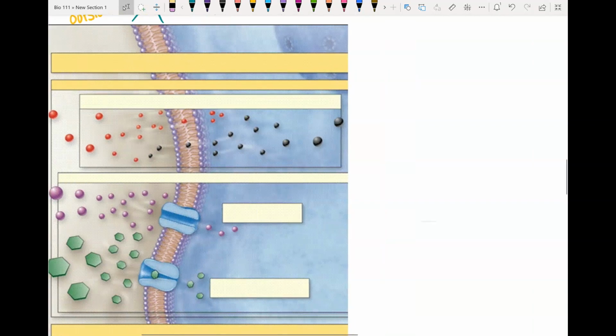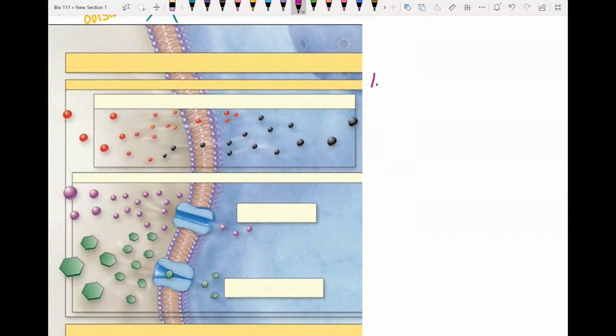The first picture here shows simple diffusion. So we have the red dots represent oxygen, the black ones represent carbon dioxide. You can see here outside the cell there's several oxygen, there's only a few inside. So the oxygen is moving in. The carbon dioxide has its high concentration inside the cell, it has a low concentration outside, so it is moving out. So again, the same rules as diffusion.